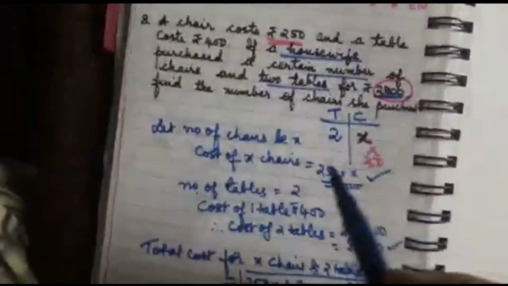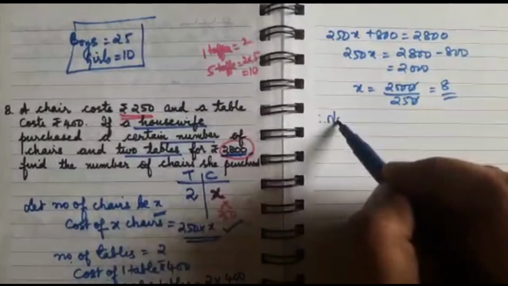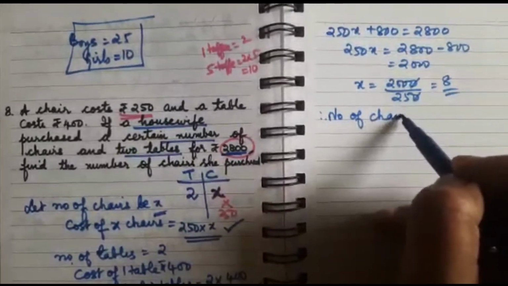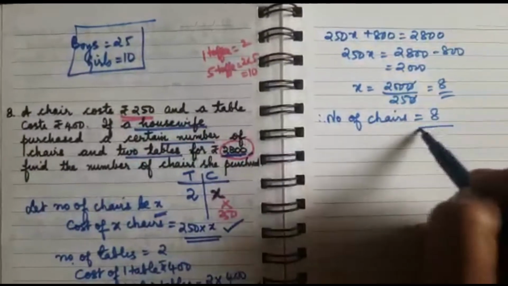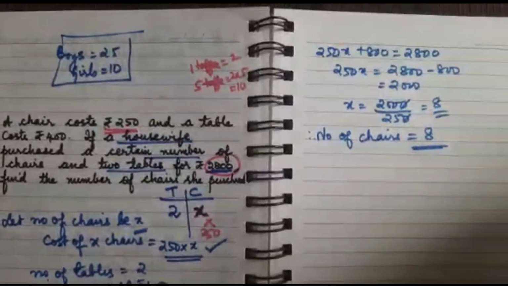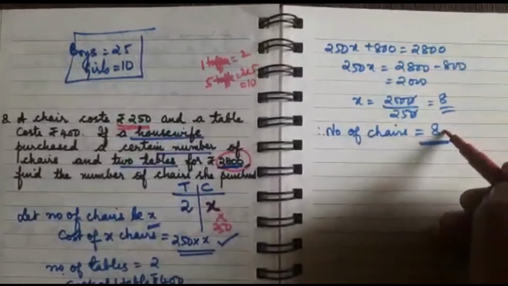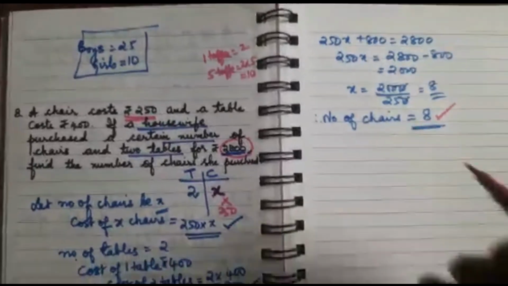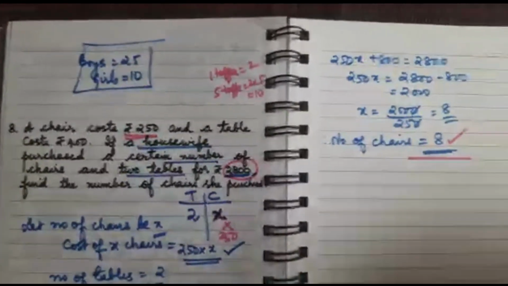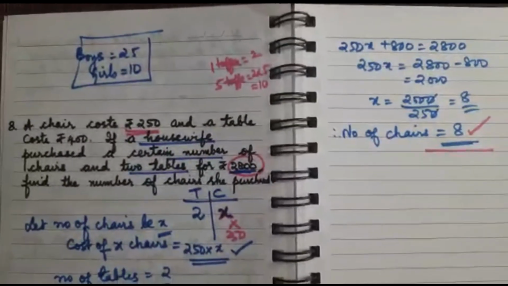So what did we consider as x? The number of chairs. Therefore the number of chairs equals 8. So how many chairs did she purchase? She purchased 8 chairs. Okay, so we will do the second part of the exercise tomorrow.